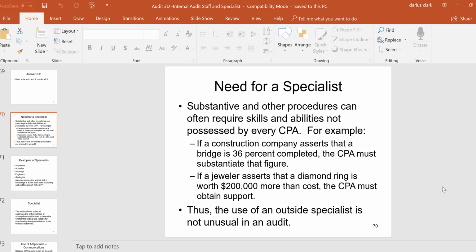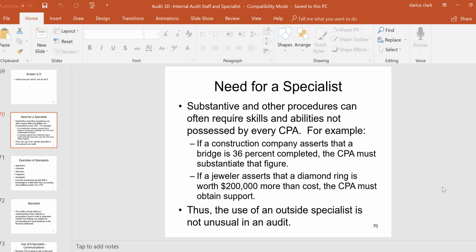We line them up in the planning stage and use them in the substantive testing, evidence gathering stage. Same thing here. If a jeweler asserts that a diamond ring is worth $200,000 more than cost, the CPA must obtain support. Now, I don't know about you, but I could look at a whole desk full of diamonds and not know if they're real or fake. So if the client shows them to me and says, yeah, this is our inventory and it's worth this much, I'm not going to know if it's real or fake. If they're trying to scam everybody, I wouldn't know. But I know enough to hire a specialist. A gemologist will be able to come out and give us her opinion, you see.